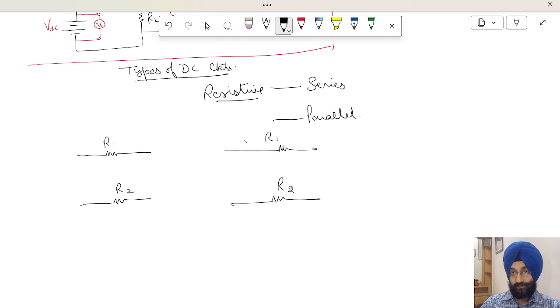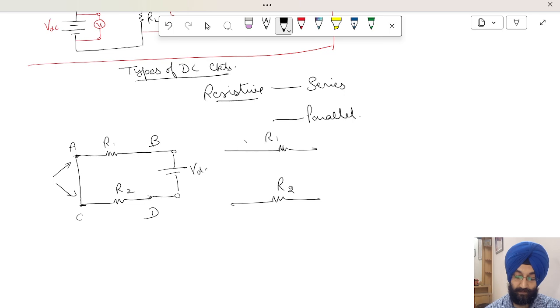So these two resistances, if connected in series, this means only one end of these resistances are connected with each other. Let us say there are two ends of resistor R1, A and B, and there are two ends of resistor R2, C and D. If I short A and C, and if I connect a supply between the terminals B and D, a voltage supply VDC, this combination of resistances will be known as series combination.